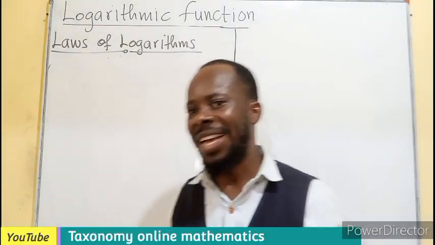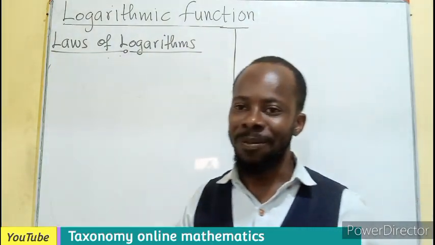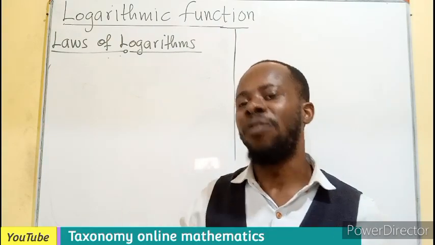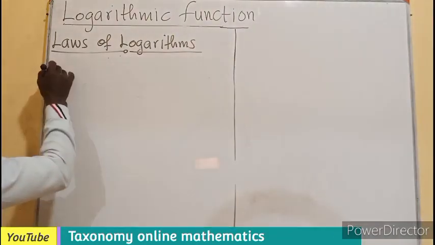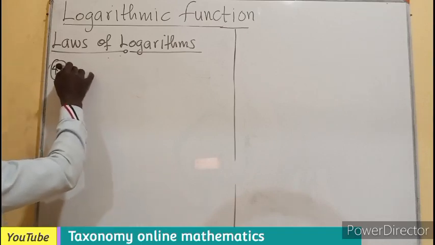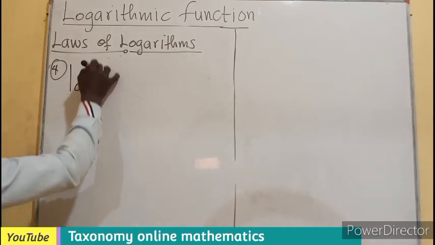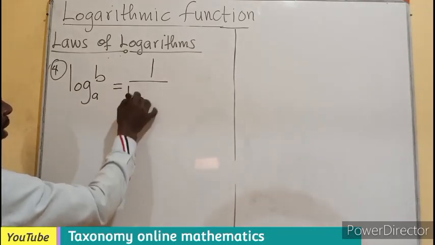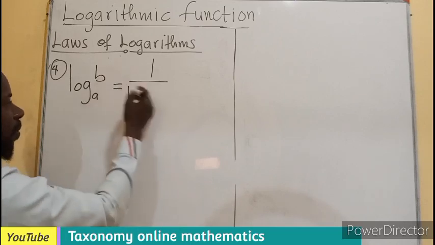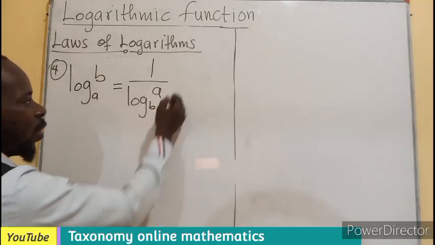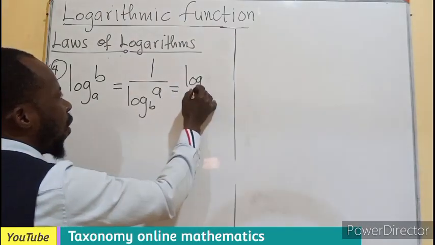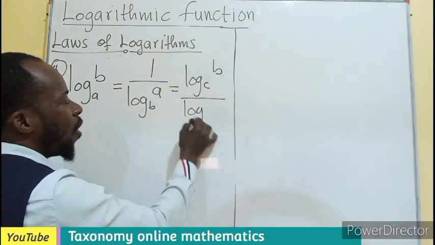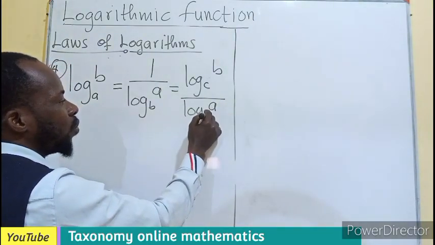The last episode was on the proof of the laws of logarithm. We are taking the fourth one, the fourth law, which is what we call the change of base. So number 4 is saying that the logarithm of b base a is the same as 1 over the log of a base b, or we can say the log of b to the base c divided by the log of a base c.